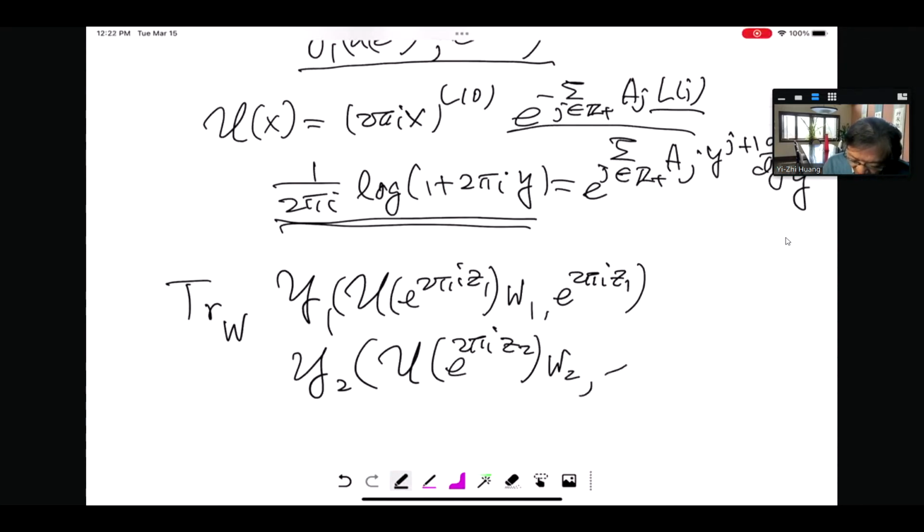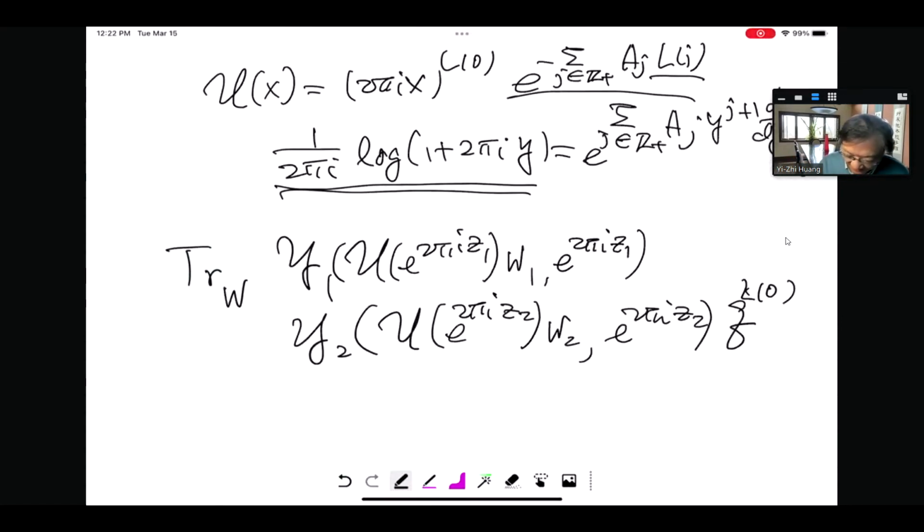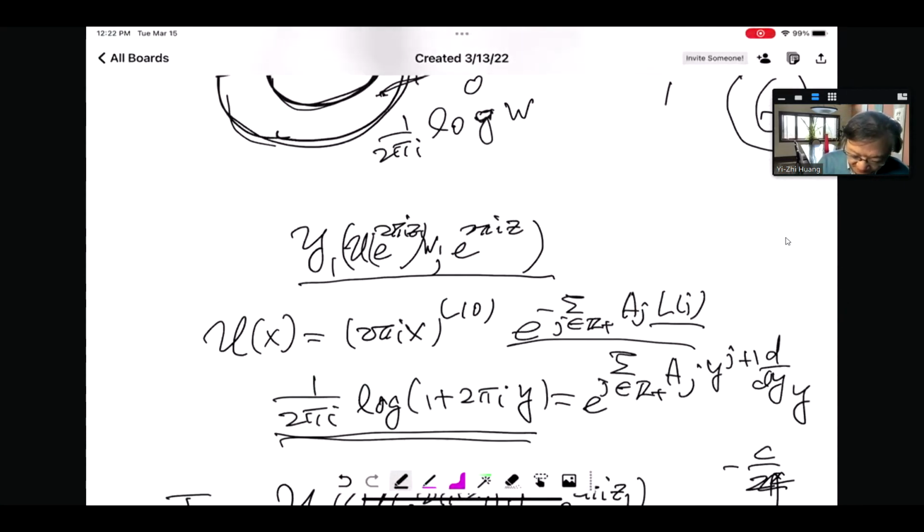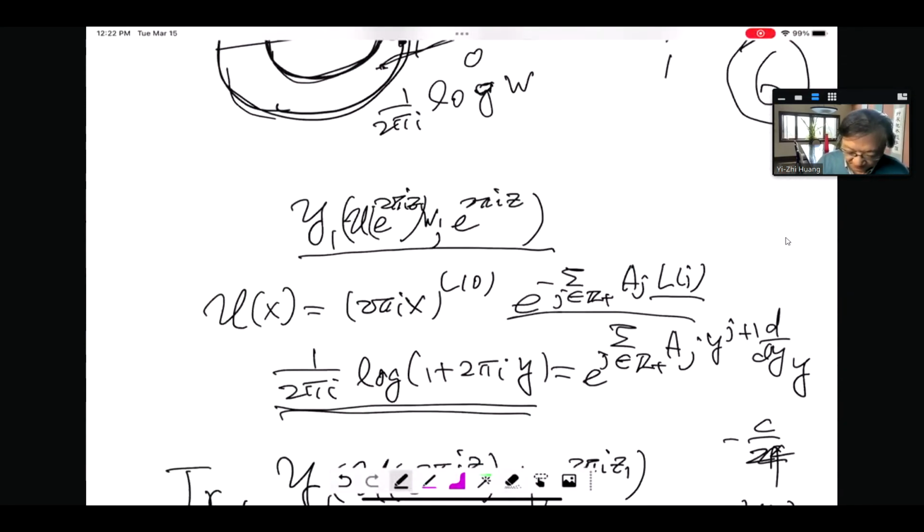Applied to W2 and e to pi I C2. Okay, then you see we have to take the Q trace, so it's Q to the L0. Okay, so this is a natural thing. You just put Q to the L0. Actually later we see that we have to modify this, but this comes very naturally. Naturally, we do not have to put this by hand. Later in the formula we use, we see that we have to put minus c over 24. So everything is really conceptual. This minus c over 24 is actually also coming from this conformal transformation. Okay, so that's the reason.